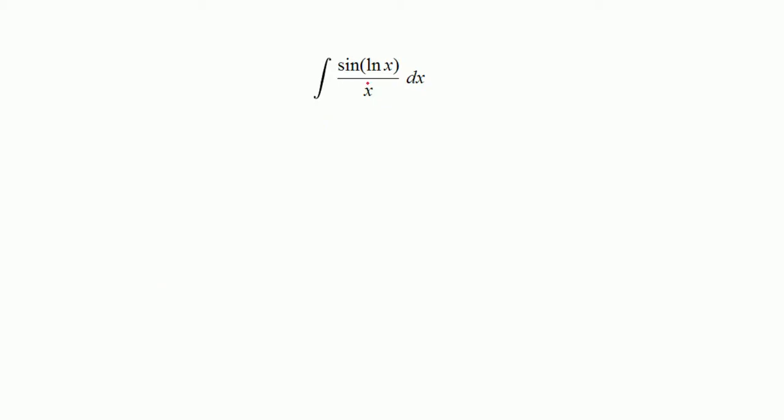We got a quotient of two functions, and there is no quotient rule for integrals, so somehow we need to get rid of this fraction, and for that we always make a u substitution. Generally the inside function we call u. In this case, natural log of x is u. If we think this is u, then this reads sine u, and the remaining 1 over x dx should be du, the differential of u.